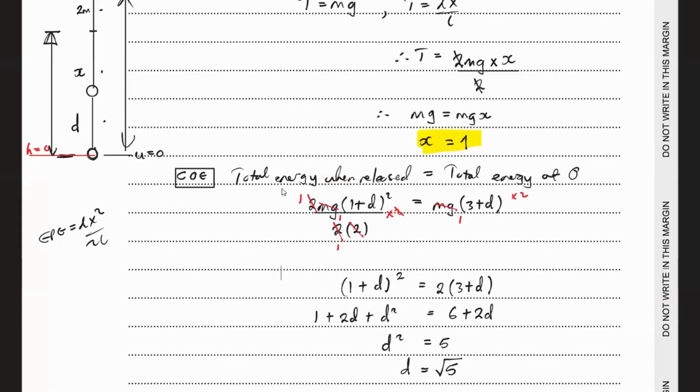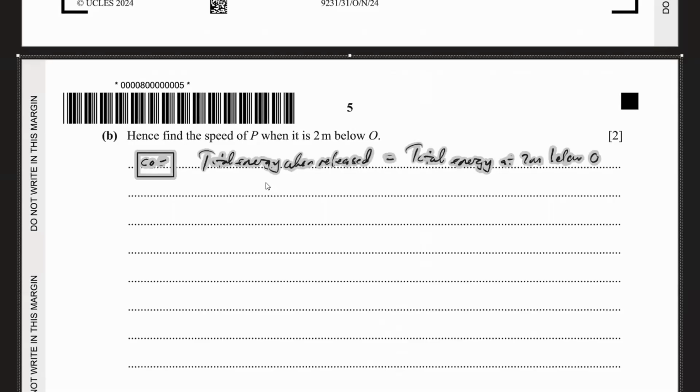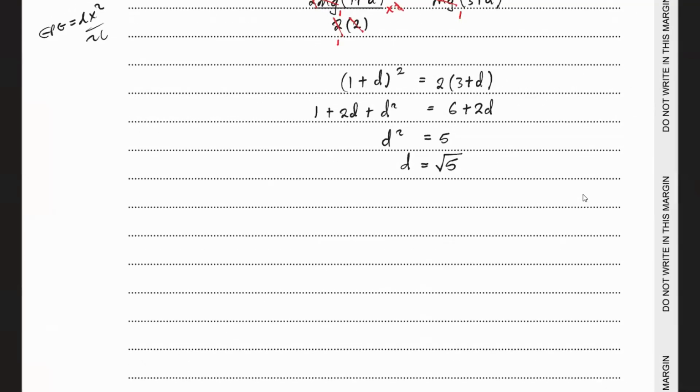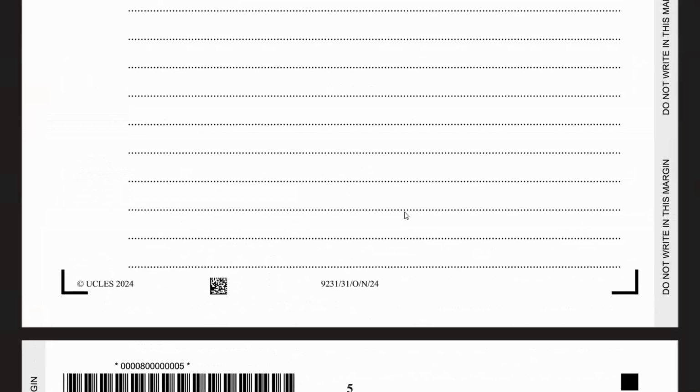0. So we will take this, and that's the total energy when the particle was released. And remember, we got d to be root 5. So on d, I'll put root 5 here. So we have root 5 all squared. This is equal to the total energy at 2 meters below O.